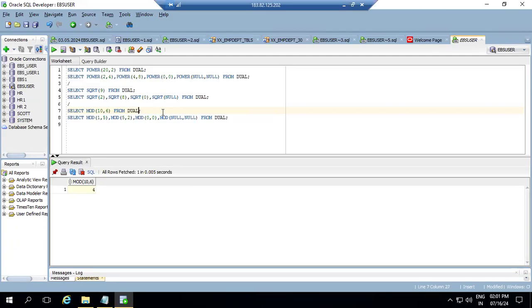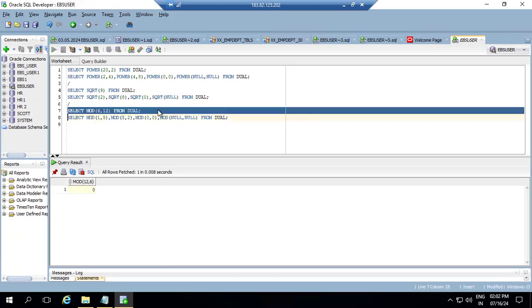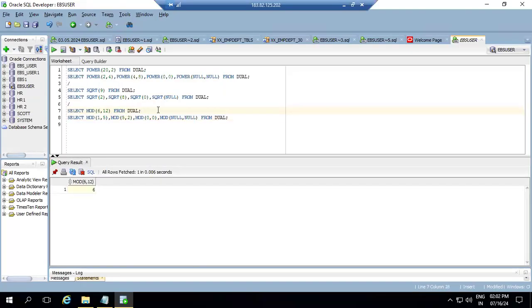In the same way, instead of 10, I'm giving 12. What will be the output here? 2. You understood the concept, how it is working, how the MOD is calculating here. Could you please replace the values, that means 6, 12? Okay, 6 is the value over here and 12 is the divisor. According to the syntax only we should go.